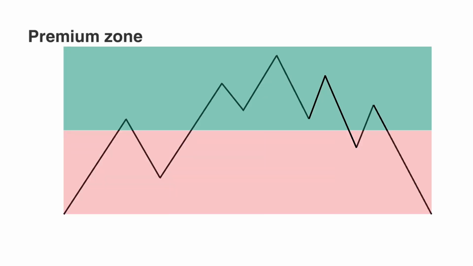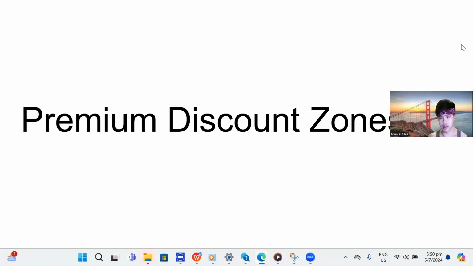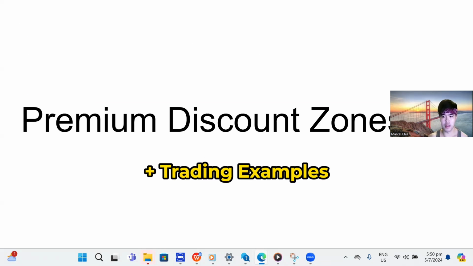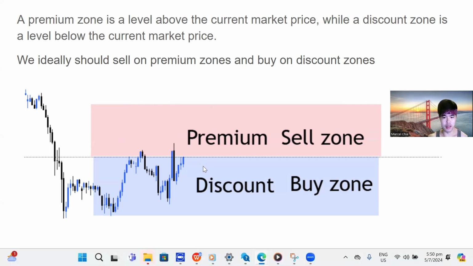Hey traders, in this segment we'll be taking a deep dive into what premium and discount zones are and how we can better utilize them to improve our trading. A premium zone is basically a level above the current market price, anywhere above this current market price, whereas the discount zone is anywhere below the market price.